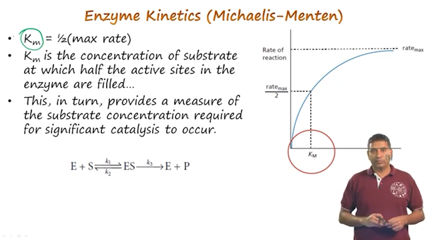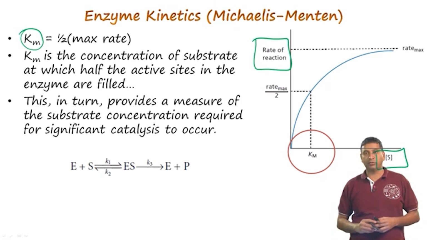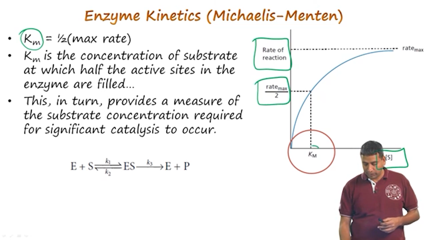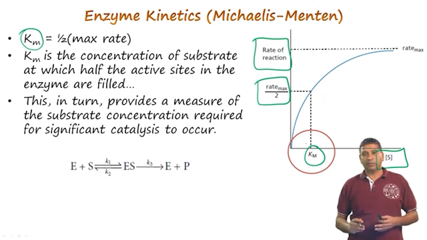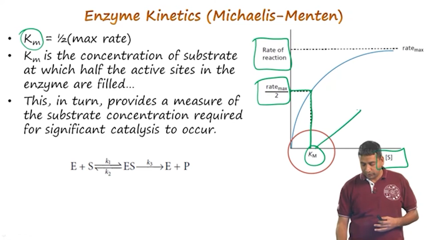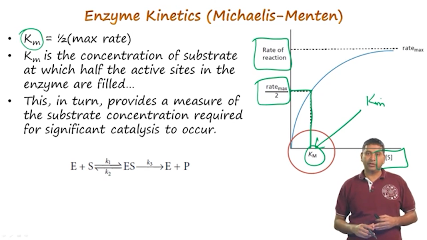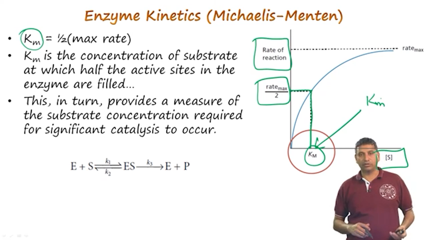Km is the concentration of the substrate at which half the active sites in the enzyme are filled. So, in this plot of rate of reaction versus substrate concentration, which we have just looked at, the Km is defined as the point where half of the rate maximum is obtained. The way we obtain this is to draw a line from here to here and then go down, and this is the concentration at which you get Km. This in turn provides a measure of the substrate concentration required for significant catalysis to occur.